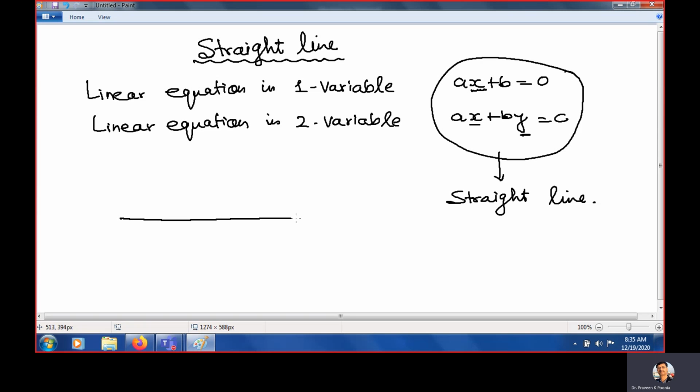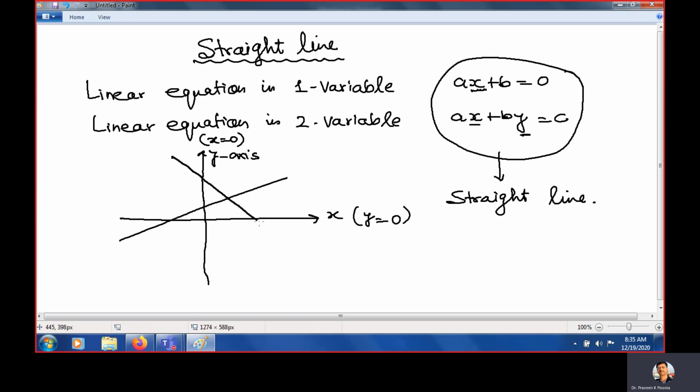If I want to show you a straight line, this is the x-axis, and it is y is equal to 0. This is a linear equation, y is equal to 0. Clear? And if I mark it, this is the y-axis and this is x is equal to 0. This is a straight line. This is also a straight line. All these are straight lines.